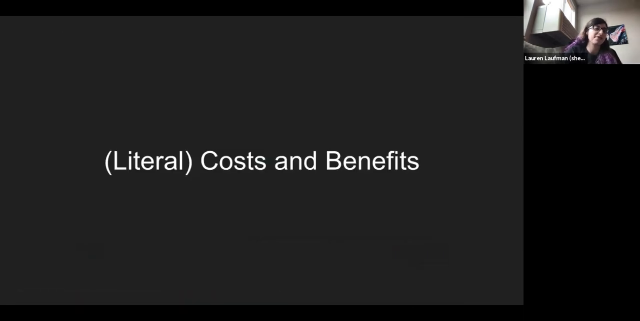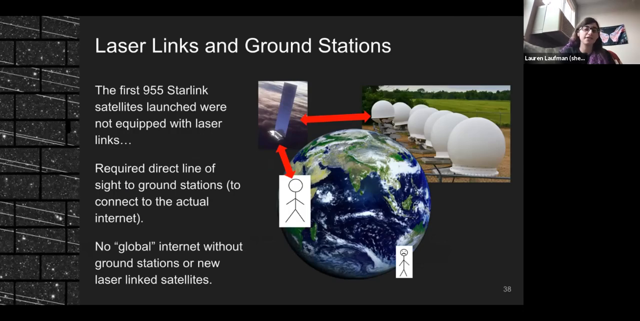The last part of the talk is going to be a literal assessment of the costs and benefits of these satellites. So to start with, laser links and ground stations. What you may not know or realize is that, yes, you connect to the satellite to get internet, but at some point, the satellites eventually have to connect down to Earth to ground stations to physically connect to the actual internet itself. The first 955 Starlink satellites were not equipped with laser links, which means that each of these satellites requires a direct line of sight to the ground stations to connect to the internet.